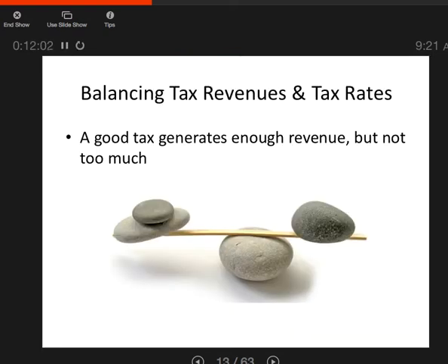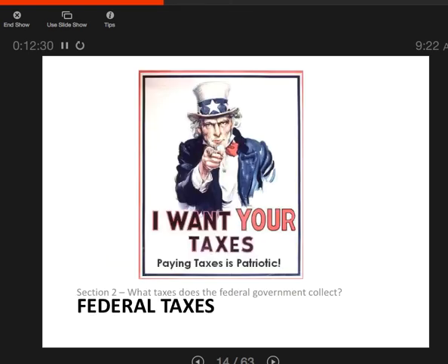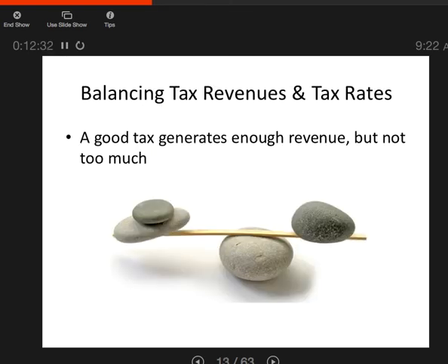All right, last slide. So, balancing tax revenues and tax rates. So what is a good tax? A good tax generates enough revenue, but not too much. The state of Minnesota, over the last couple of years, had a surplus of money left over, which we look at that and we would say that's really good for the state of Minnesota to have leftover money at the end of the year. Here's the problem. That means that we were taxed too much. They took too much money when it came to this. And as a result, now we have this extra money.